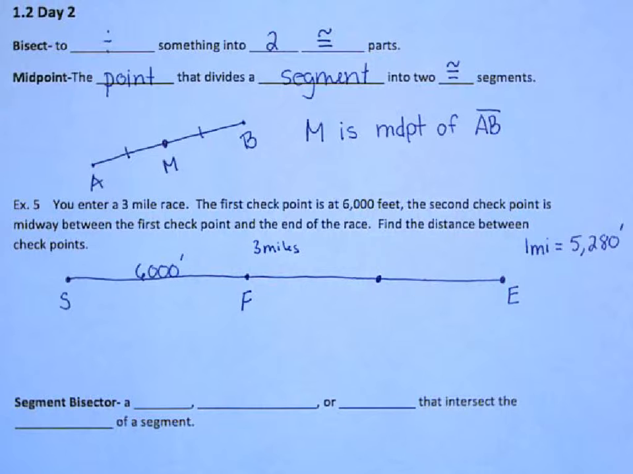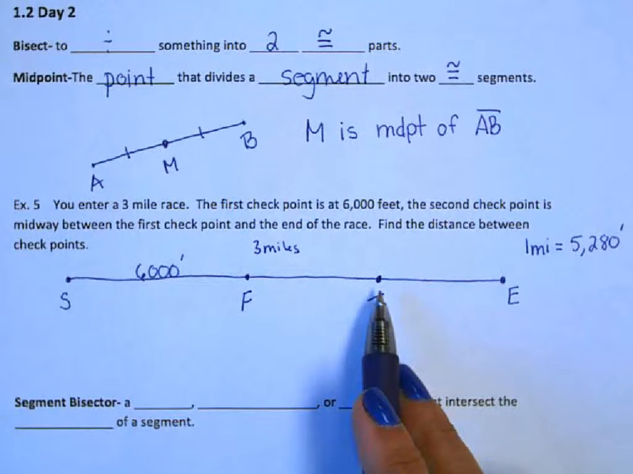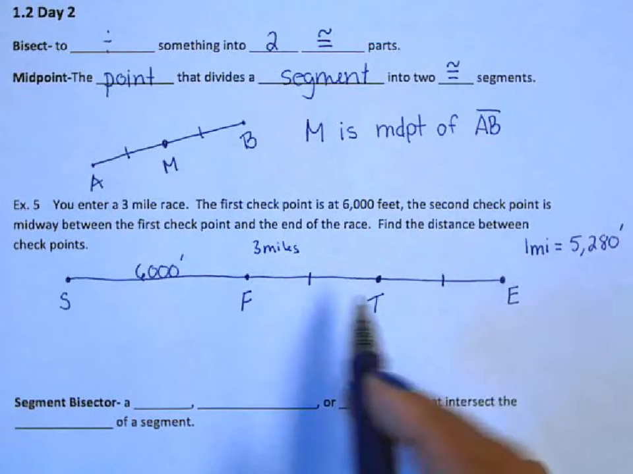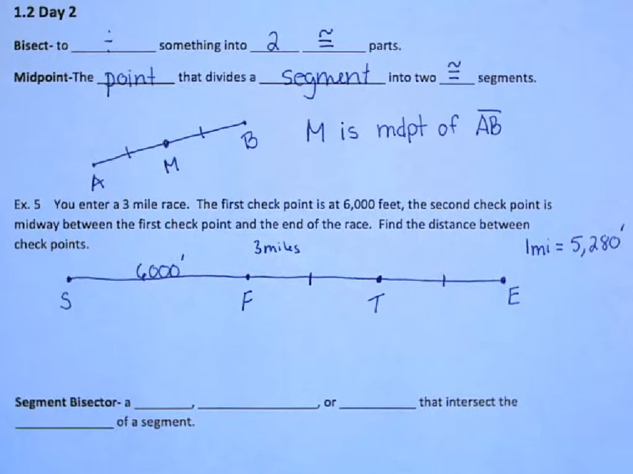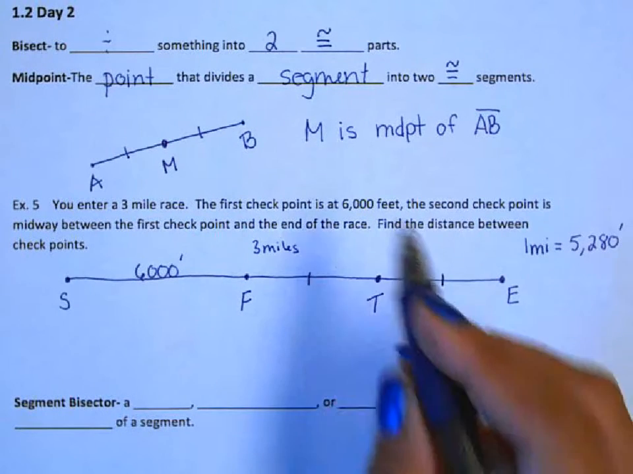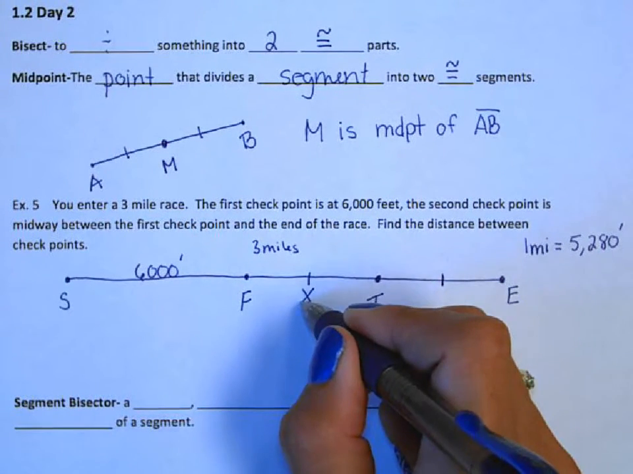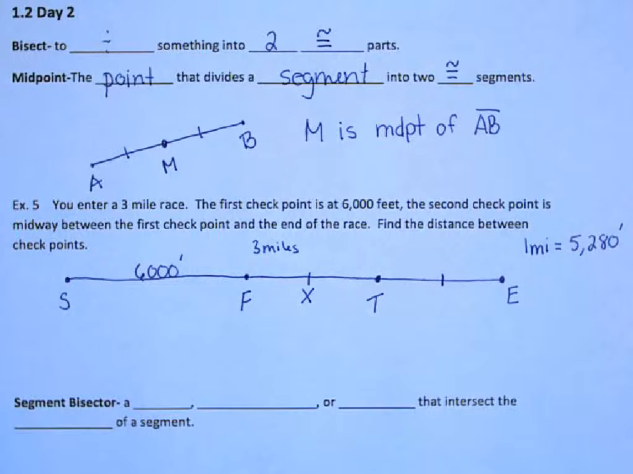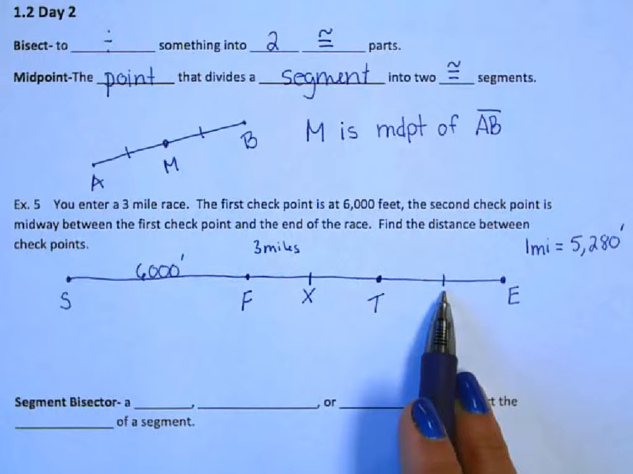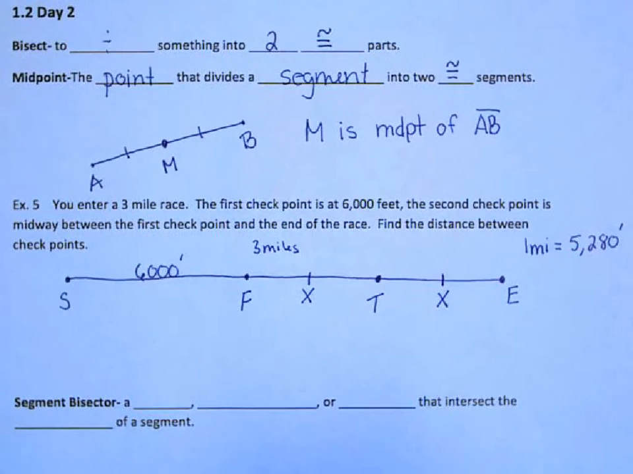I can't use S, I already used S. I'll use T for checkpoint 2. What do I need to add to this picture to show that T is in the middle? The tick marks. FT and TE. It was midway between the first and the end. Okay, find the distance between checkpoints. We're looking for this right here. I'll call it X. So if that one's X, what can I put over here? X. They're the same. I don't have to introduce a new variable.